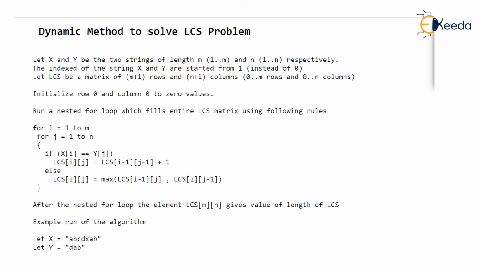So let's see what we have again. We have X and Y, two strings, of length M and length N. So X is of length M, M letters are there, and Y is of length N, N letters are there in Y. And I have made it clear that I have started indexing these two strings not from 0 but from 1.